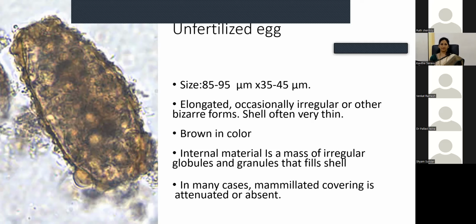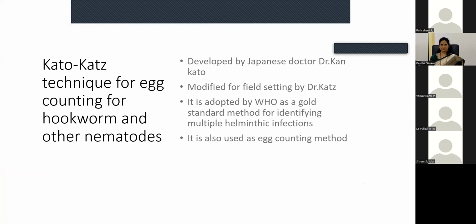And you cannot differentiate between eggs of Ascaris lumbricoides and Ascaris suum. Suum is from the pigs. So if you want to differentiate, you can differentiate using molecular methods.